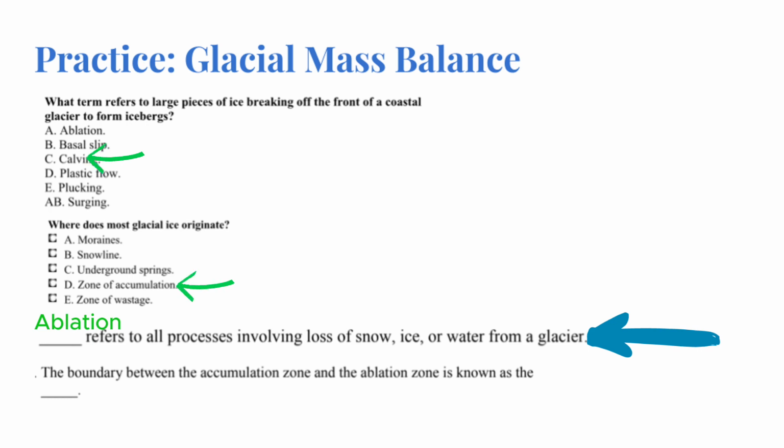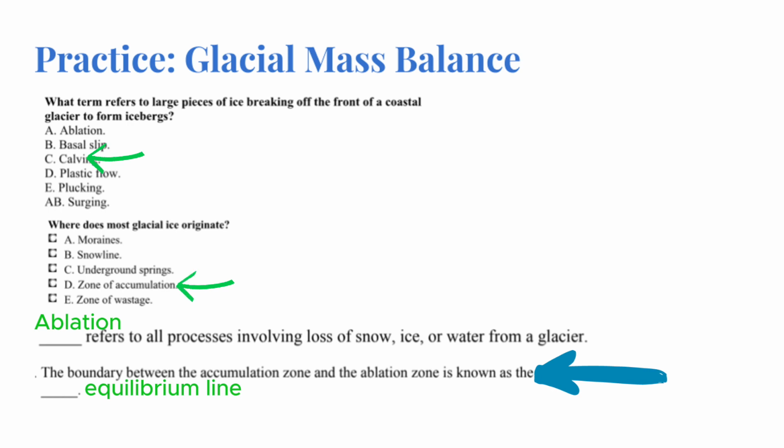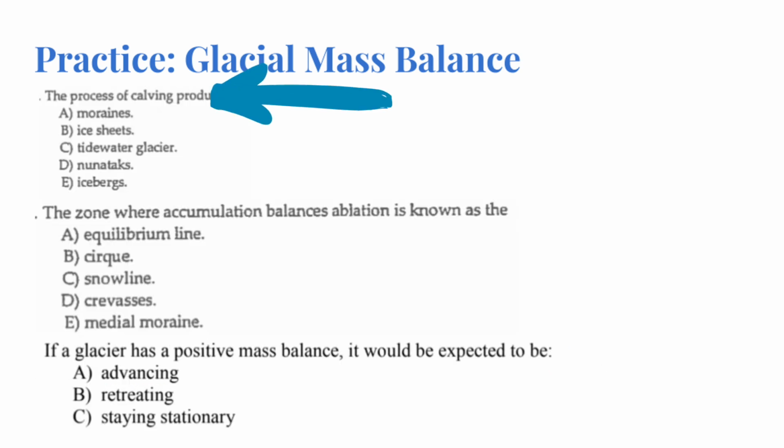And do you remember the opposite? The opposite is accumulation. So the answer to this is ablation. The last one: the boundary between the accumulation zone and the ablation zone is known as the, a definition question. This is going to be the ELA, or it stands for equilibrium line. Again, if this was a word bank question and they had snow line, I think you can also put snow line.